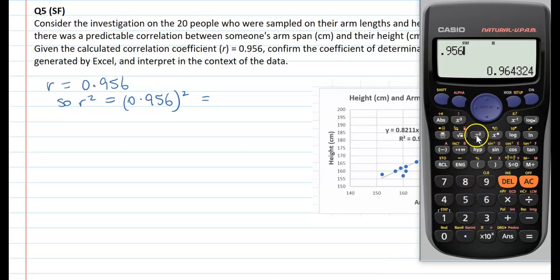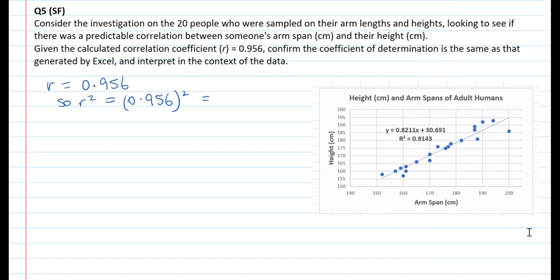Okay, so if we simply check that on our calculators, 0.956 squared gives us 0.9139, which is close enough. If we round it to 0.914, the differences we see there would just be attributed to the rounding during calculations when we manually calculated R using the formula.